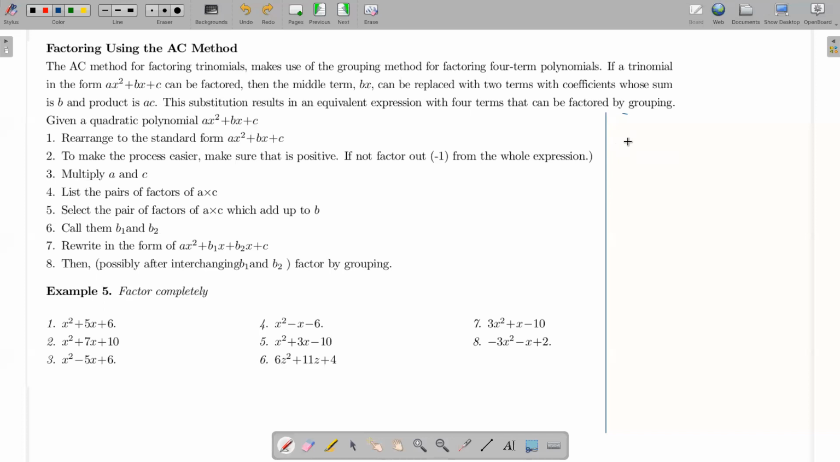Okay, so think I want to factor this one, x squared plus 5x plus 6. Okay, I compare this with a x squared plus bx plus c. So compare, I can see this a is 1, no? Coefficient of x squared, b is 5, and c is 6.